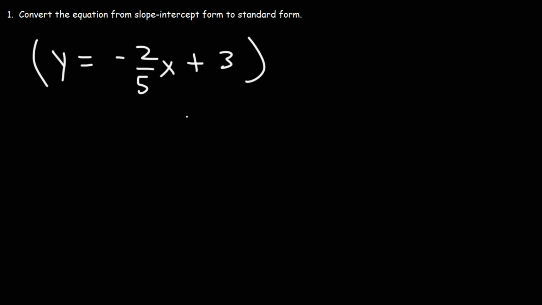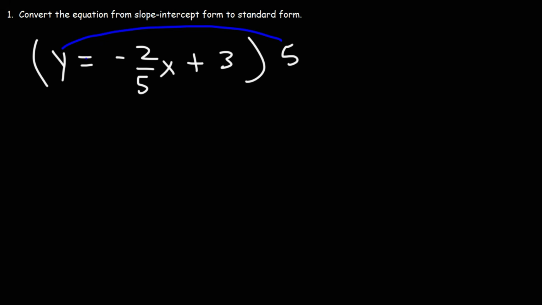Now let's try an example with fractions. So this is going to involve a lot more work. Go ahead and try that. Convert this linear equation to standard form. Now the first thing I like to do is get rid of the fraction. So I'm going to multiply everything by the denominator of the fraction, in this case 5.